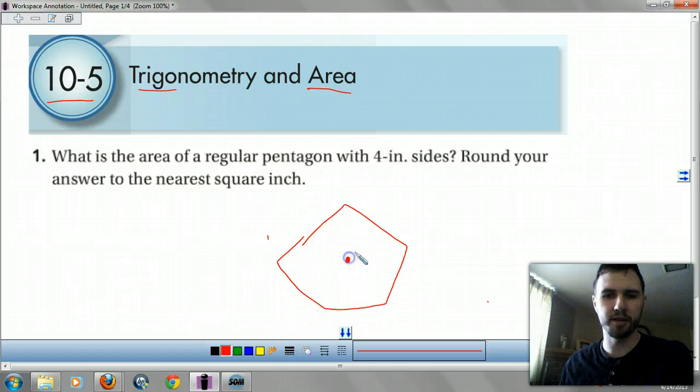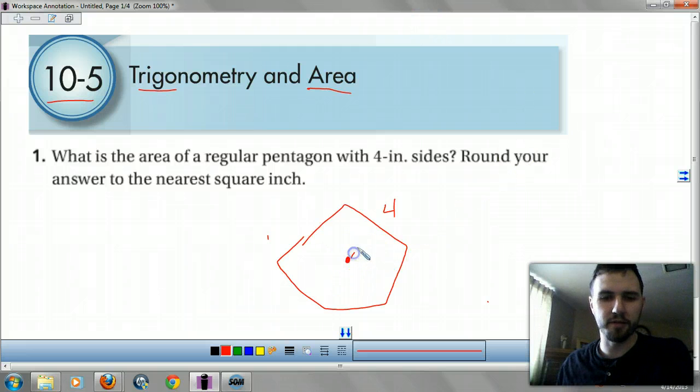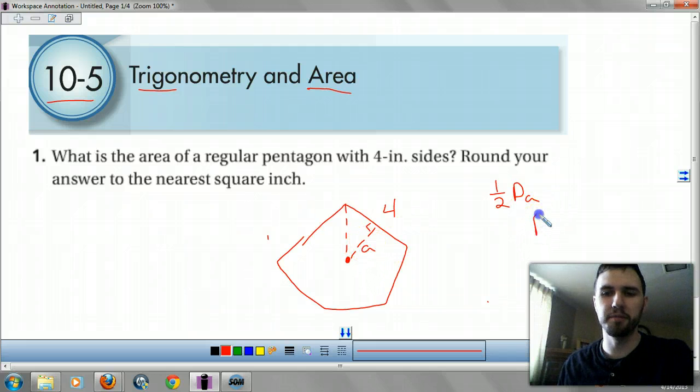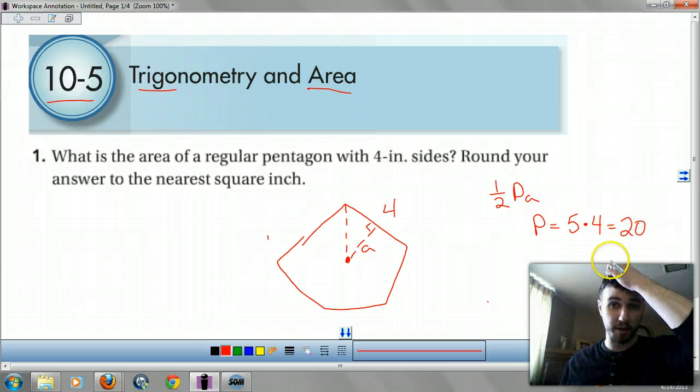One of my better drawings, I'd say. So my sides are 4 inches, right? So what we always do is we make a right triangle, right? Because remember, our formula is 1/2 perimeter times my apothem. Okay? So this is my apothem. My perimeter I know though. I have 5 sides. Each one's 4. So my perimeter is 20, right? So all I need to find out is my apothem.